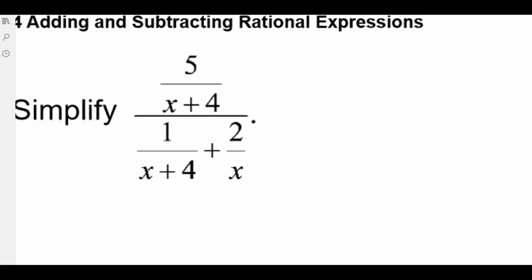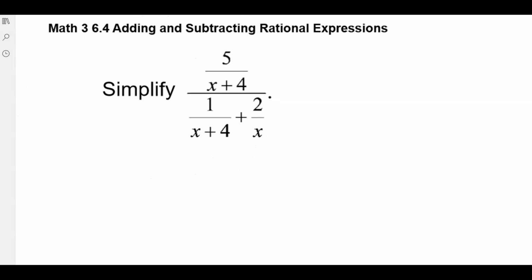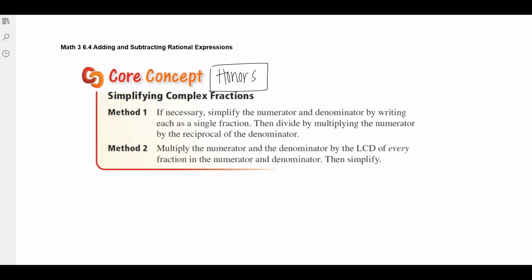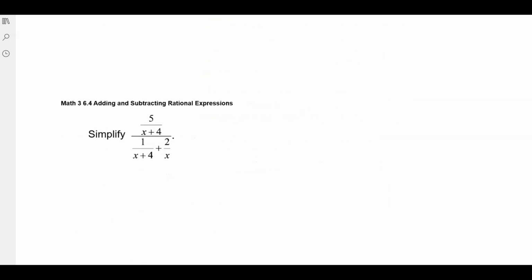All right, method 1, it wants you to first combine your fractions.